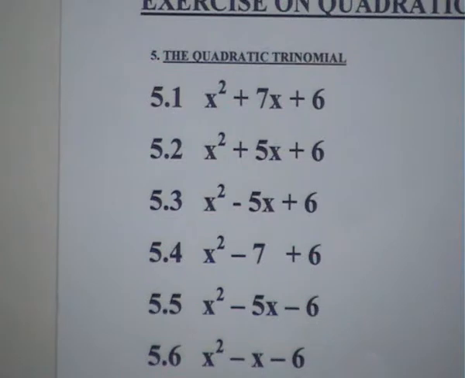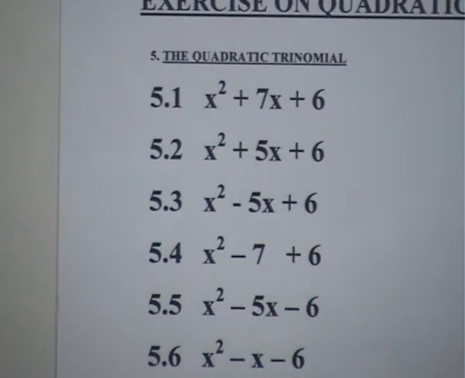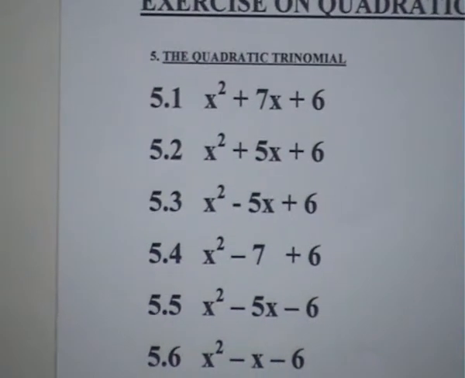Now the x is missing here. Let me just fill it in. Right, where is my wonderful pen? Just give me a minute. Just be careful, alright? There's an x over here. So 5.4 is really x squared minus 7x plus 6. Right.